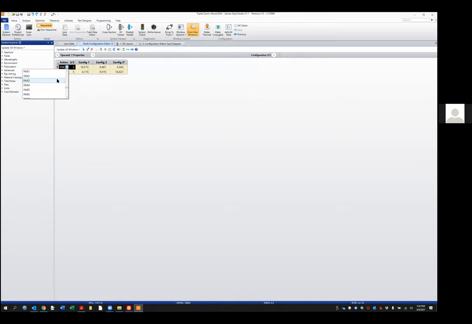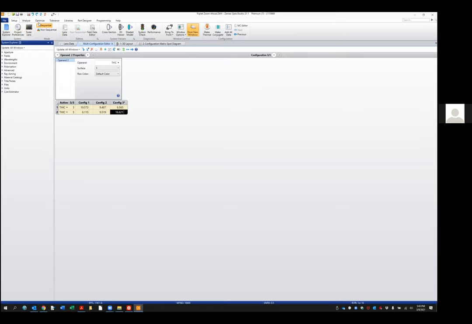But we tell it, I want the thickness of layer 3, and you have to tell it layer 3, or I want the thickness of layer 5. And I say in the first configuration, layer 3 is going to have this thickness, layer 5 is going to have that thickness. In the second configuration, layer 3 is going to have this thickness, and layer 5 is going to have that, and so forth.